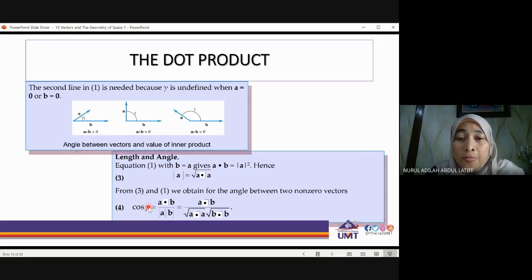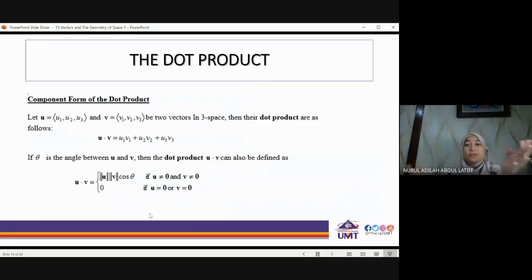So we can find cos theta equals A dot B divided by length of A times length of B. Okay, let's look at an example, it's easy.